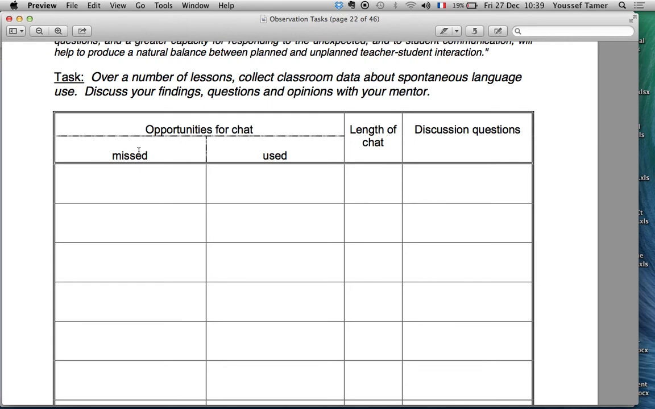Opportunities for chat. Are they missed or are they used by the teacher? Length of the chat, how much time? Maybe 1, 2, 3. Okay. Discussion questions with your mentor. Something you can discuss later with your mentor.